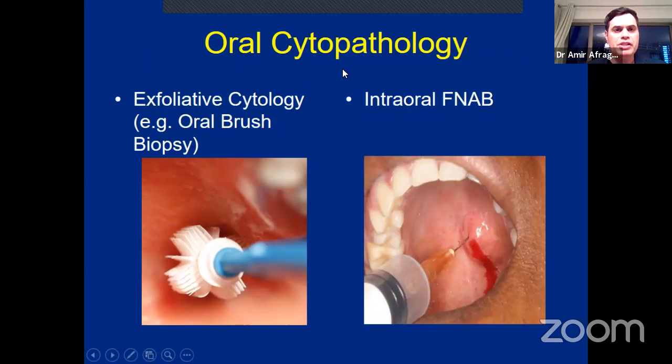So oral cytopathology involves exfoliative cytology, and here we're only going to concentrate on oral brush biopsy and also intraoral FNAP. My talk today will be on exfoliative cytology, primarily oral brush biopsy, and we may have a lecture on intraoral FNAP later on.